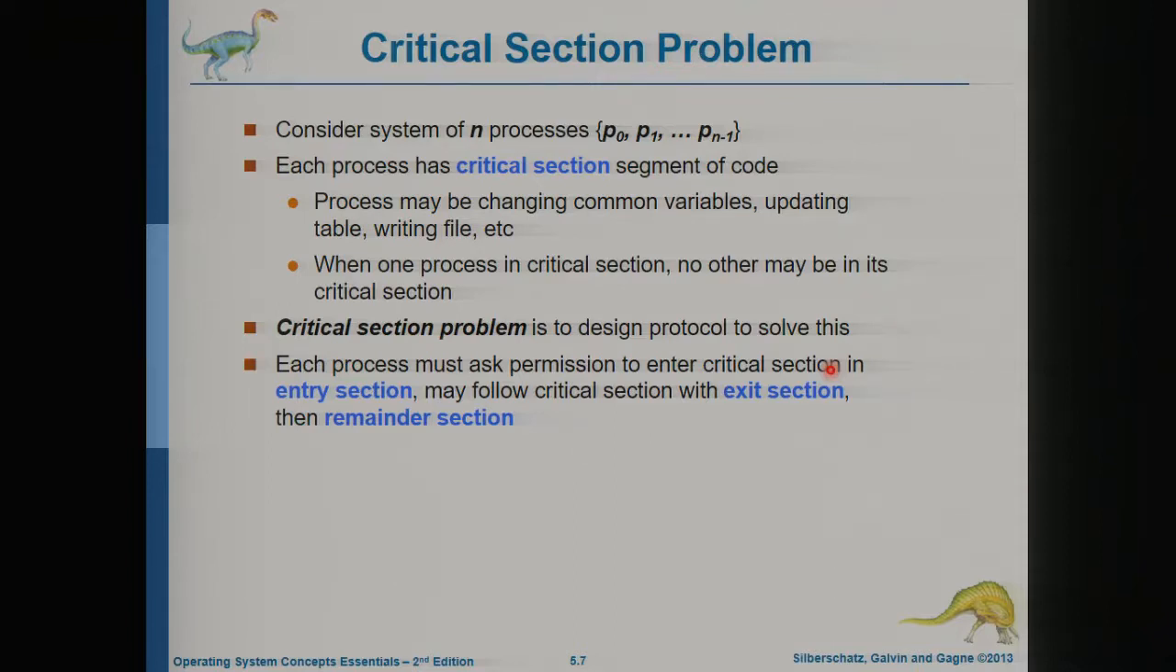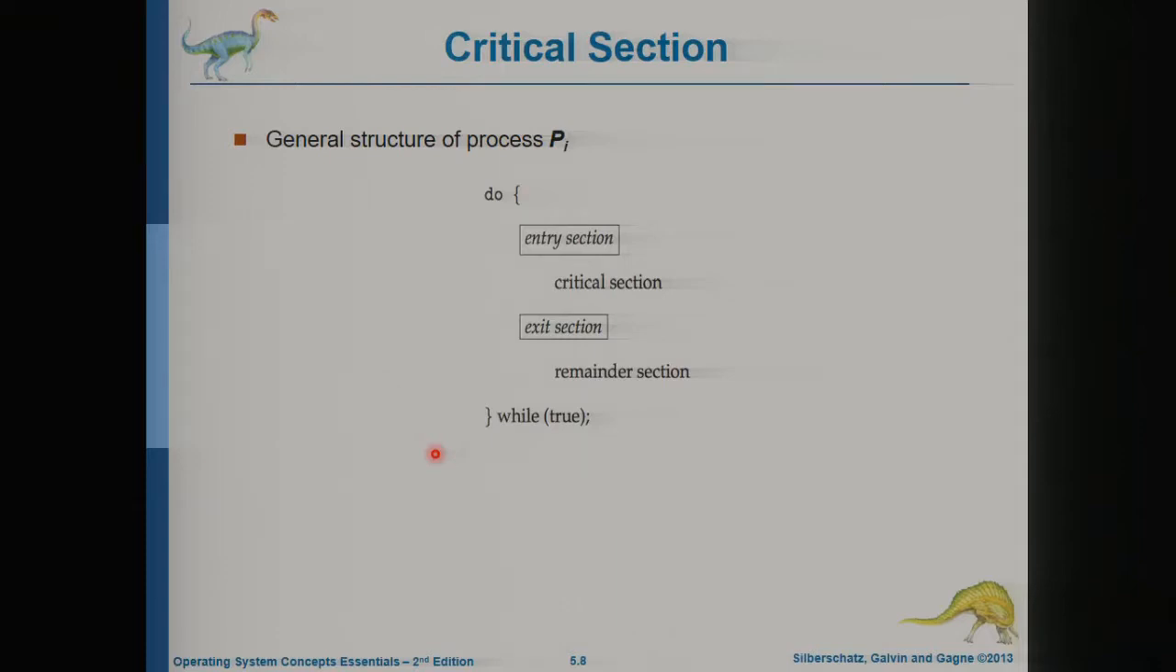Each process must ask permission to enter into the critical section, and in this entry section it should take the permission and then follow into the critical section, and then it can have an exit section and then the remainder section. So this is the basic structure of the critical section problem. If you see that in words, you can put that into a general structure. So we have a do while loop, which is an infinite loop, and in that we have an entry section, critical section, exit section and remainder section.